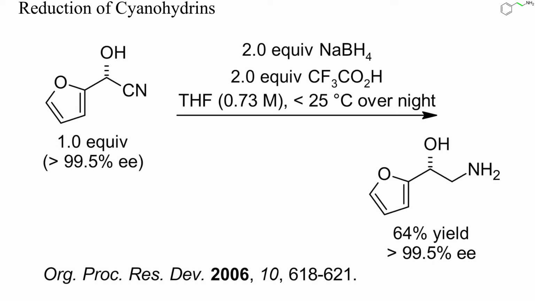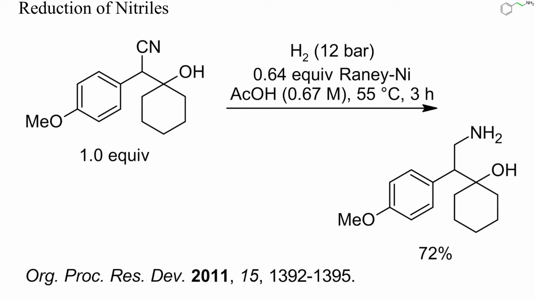Cyanohydrins can also be reduced with borane, as shown here. Borane was generated by adding trifluoroacetic acid to sodium borohydride. Here the starting material was not a cyanohydrin but a simple benzylic nitrile. Hydrogenation with Raney-nickel in acetic acid yielded the expected amine. Raney-nickel is usually used under alkaline conditions, but in this instance better results were obtained with acids.